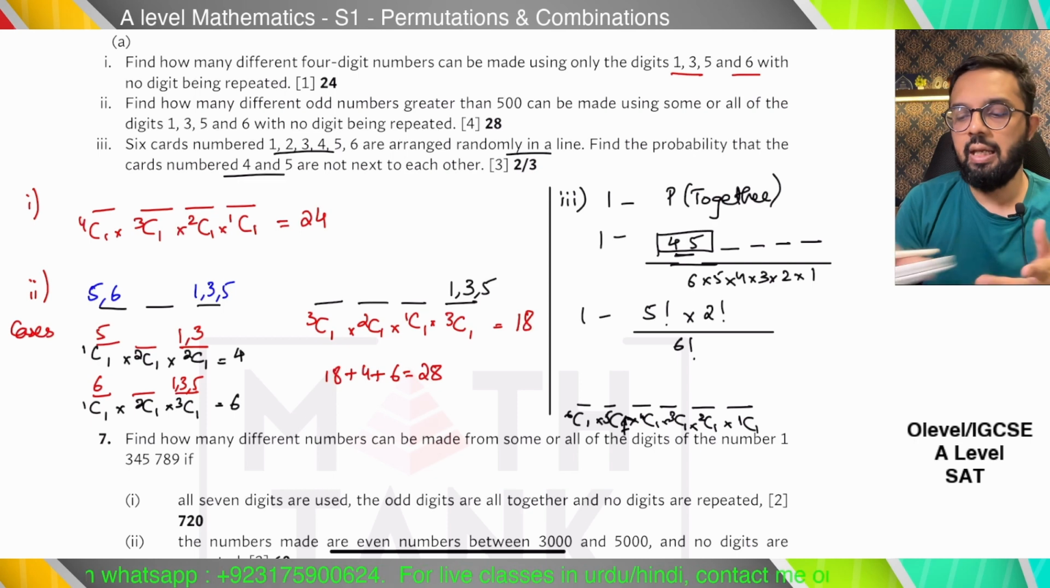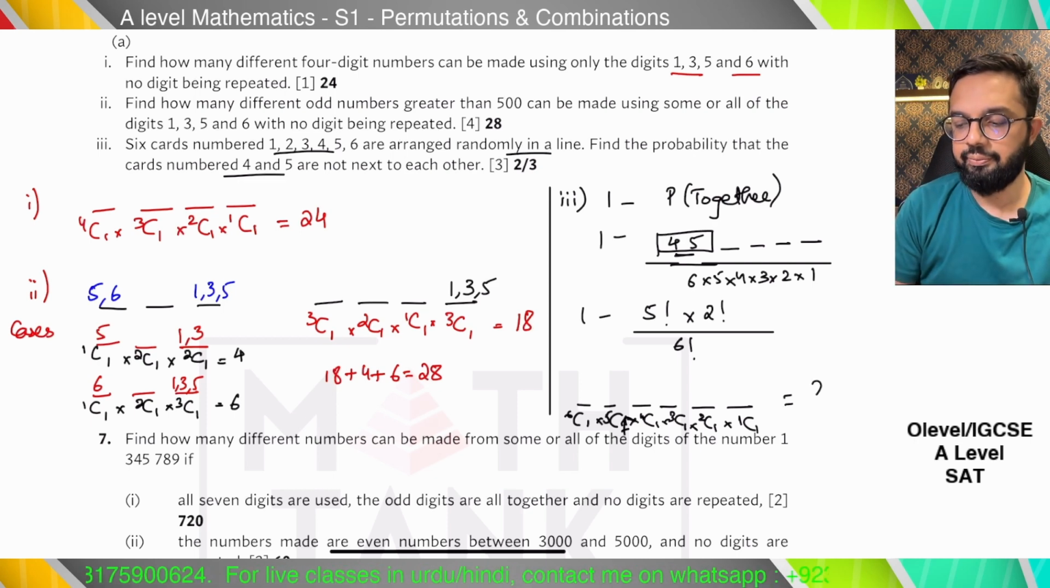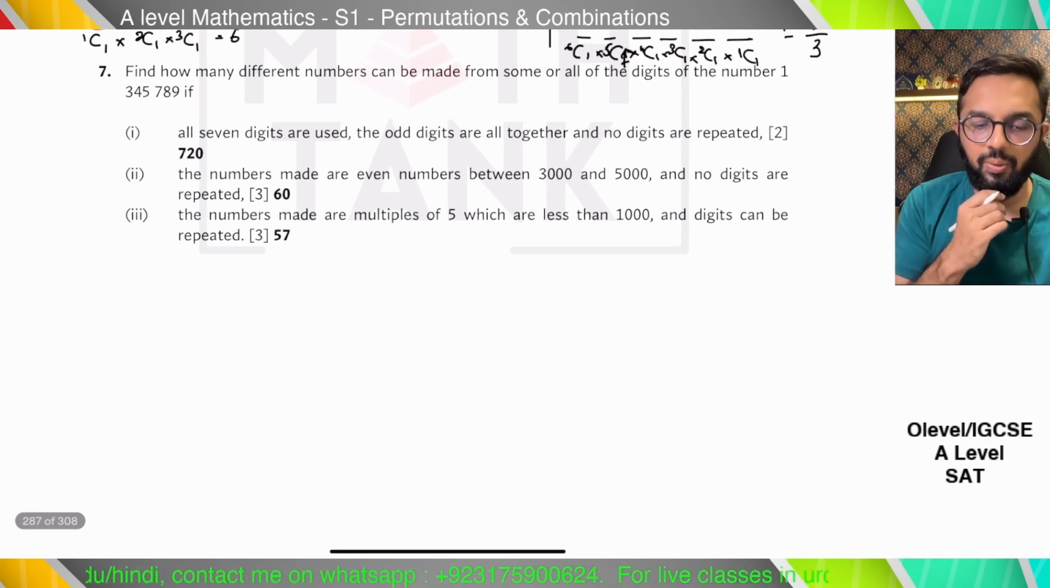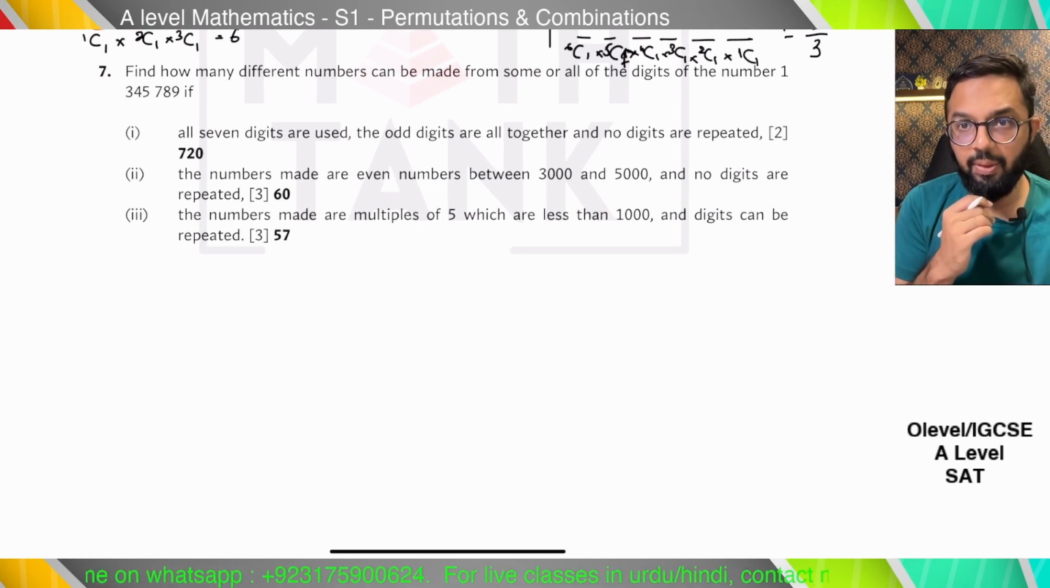1 minus answer. Yes, I am getting 2 over 3. Let's look at the last question in this video. I will be back with another video for the last part of this topic.